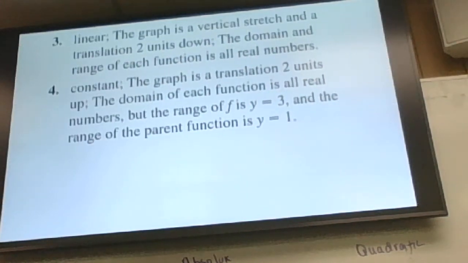Right here is 3 and 4. Number 3, if you were able to see that it was down from where the parent function would be, that's good. The domain and range was talked about here, but it wasn't asked for in the directions, so I wasn't looking for it.